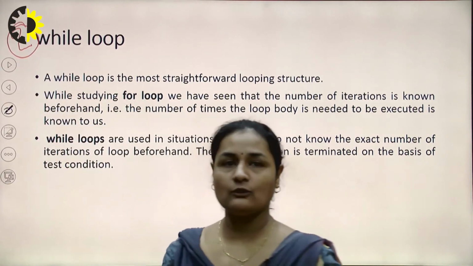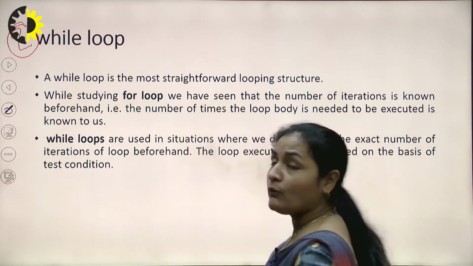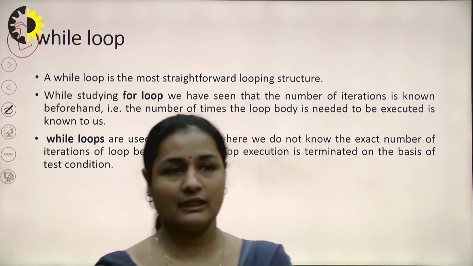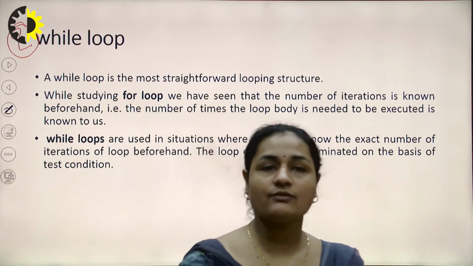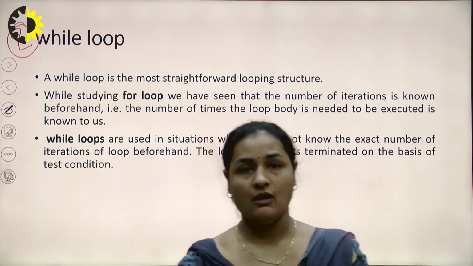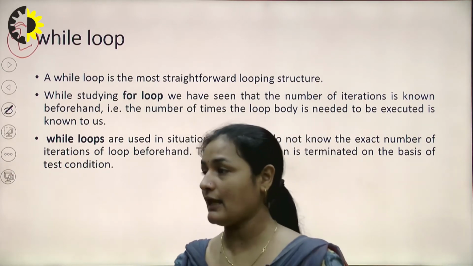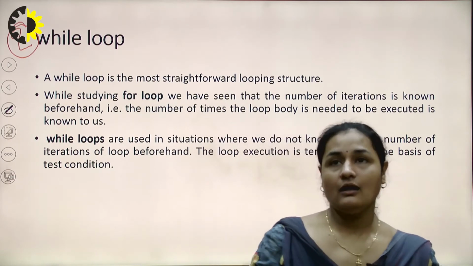The second one is the while loop. It is also known as the entry control loop. A while loop is the most straightforward looping structure. While studying the for loop, we have seen that the number of iterations is known beforehand. In the for loop, we already know how many times we want to execute the loop.